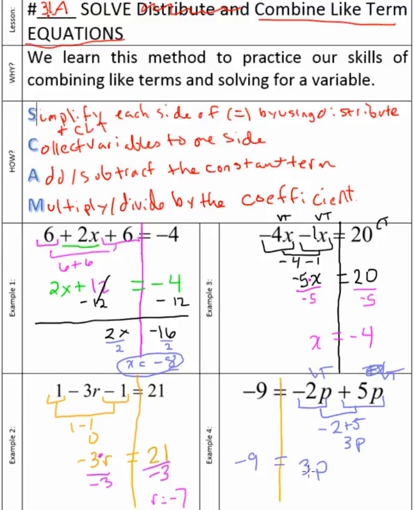Since this side has my variable on it, this is the one I need to work on. This is 3 times p, so I need to divide by 3 to both sides. Okay, and we get -3 equals p, but if we arrange that into p equals -3, the variable is always on the left.